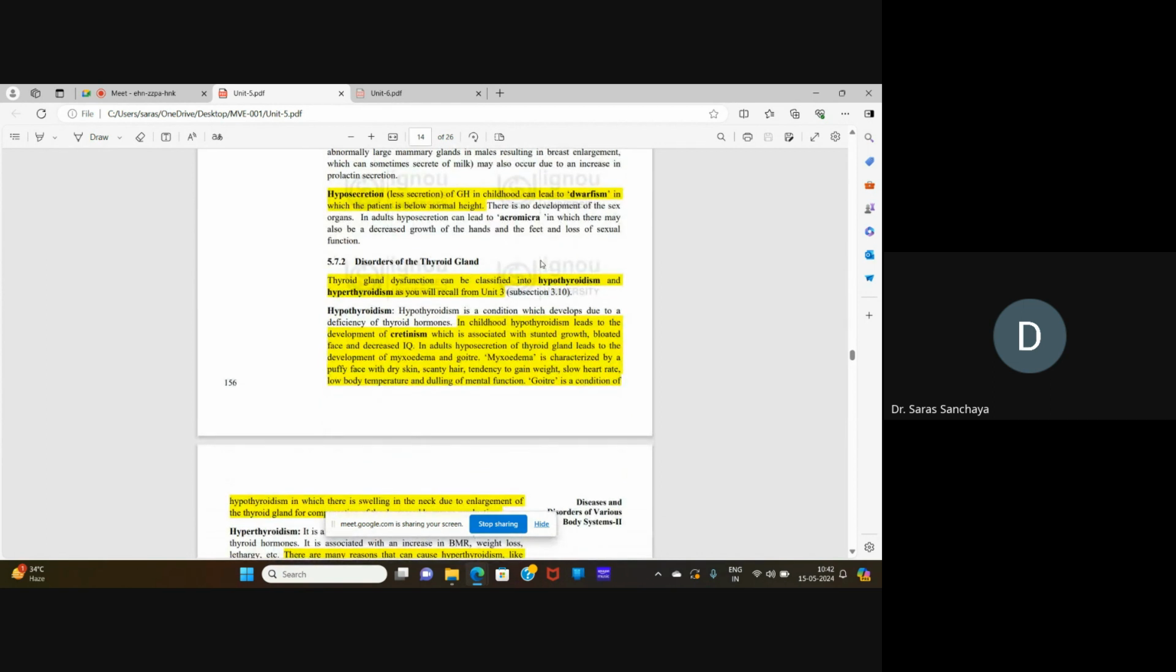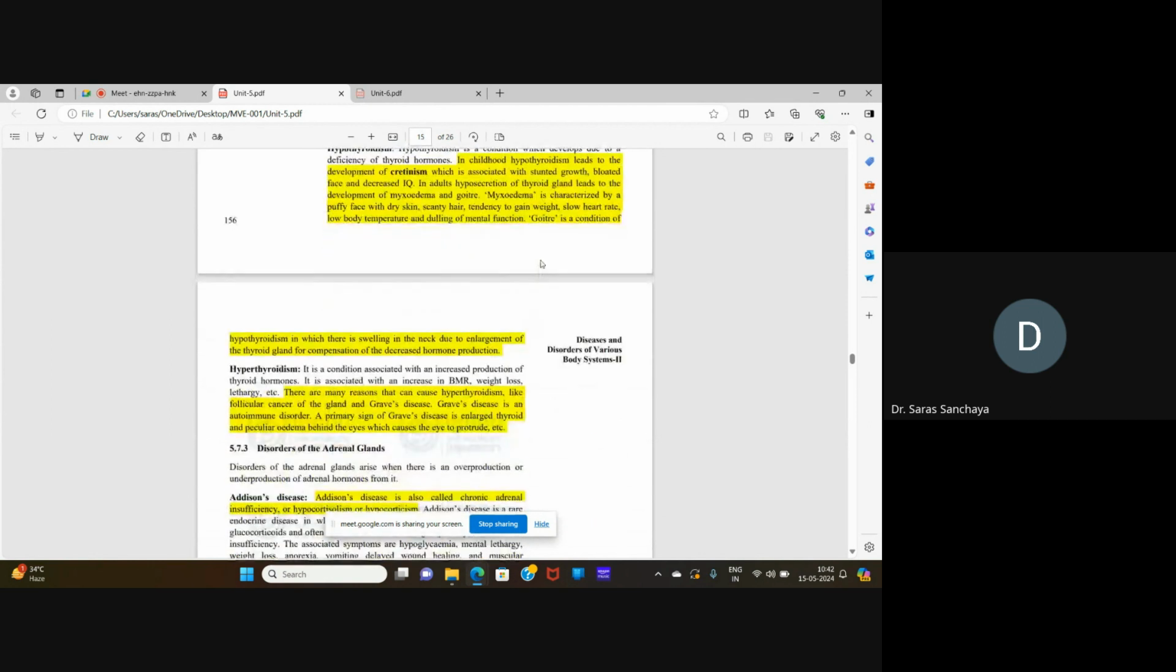Thyroid gland dysfunction can be classified into hypothyroidism and hyperthyroidism. Hypothyroidism is a condition which develops due to deficiency of thyroid hormones. In childhood, hypothyroidism leads to development of cretinism, which is associated with stunted growth, bloated face, and decreased IQ. In adults, hyposecretion of the thyroid gland leads to development of myxedema and goiter. Myxedema is characterized by puffy face with dry skin, scanty hair, tendency to weight gain, slow heart rate, low body temperature, and dulling of mental functions.